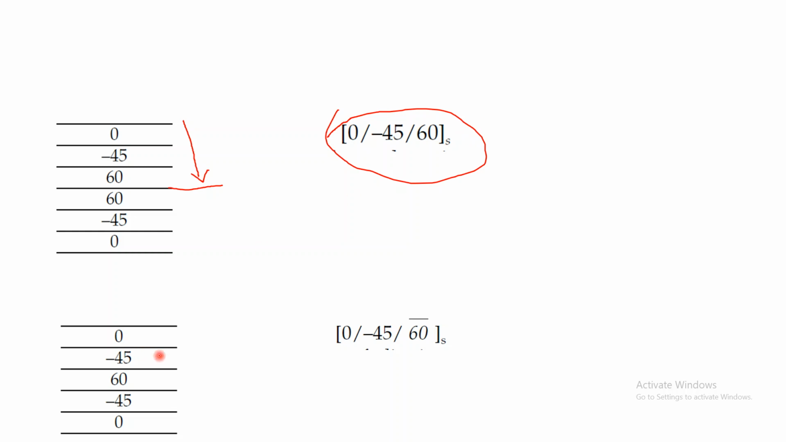Okay, and the last way, which you may see is different from the previous laminate codes, is this one, where 0, minus 45, 60, minus 45, 0.